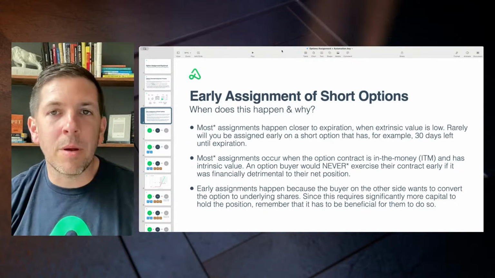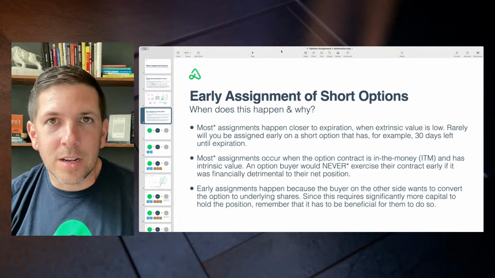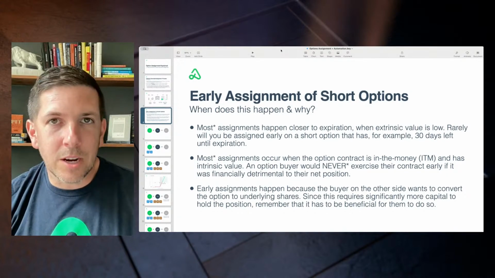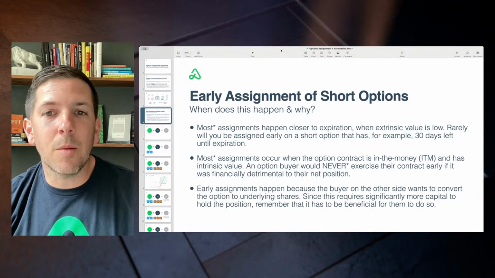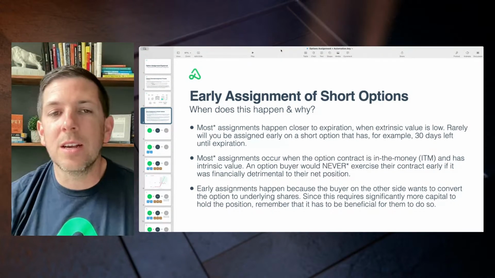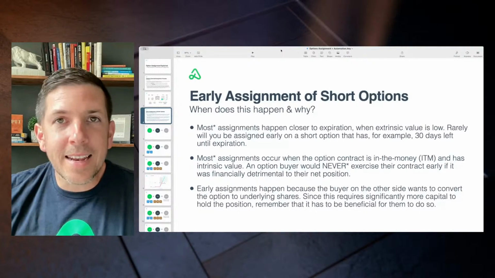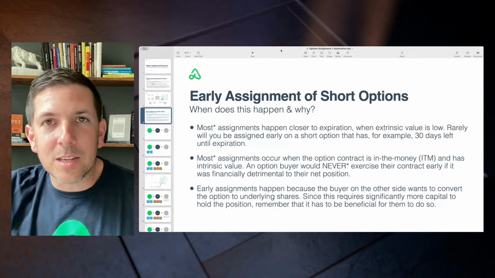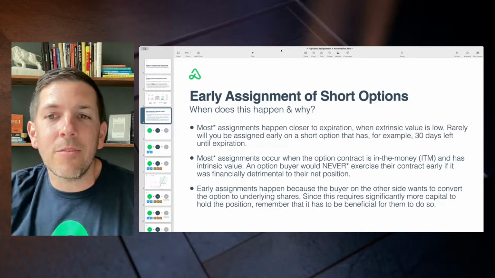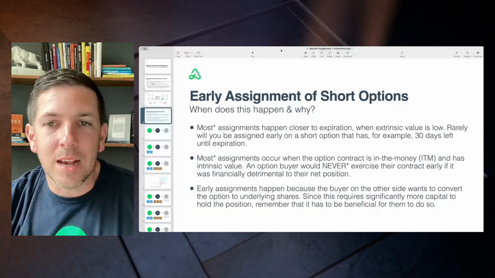So the first thing to remember is option contracts are going to get assigned if they're very close to expiration, like the last week or the last couple of days until expiration. If an option contract has 90 days, 20 days, 30 days, 40 days out until its expiration, there's a very, very low chance that it's going to be assigned, okay?